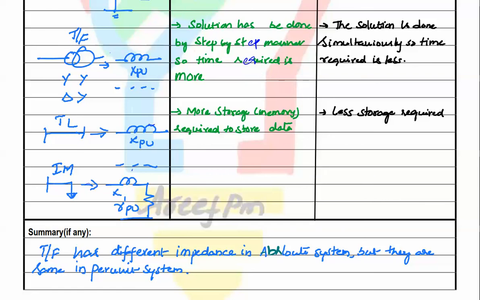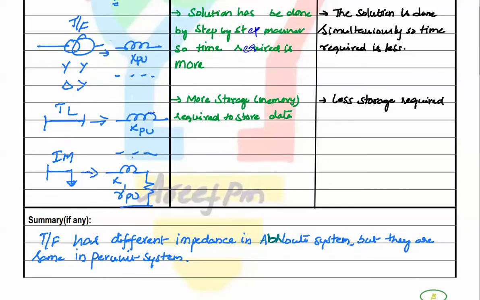And the main key point here is that the transformer has different impedances in the absolute system but the same in the per unit system. So this makes the calculations easier in the case of the per unit system. So we'll move to the next slide.